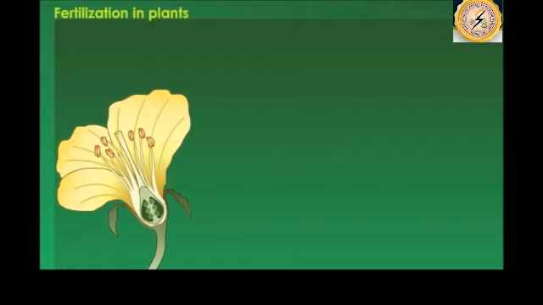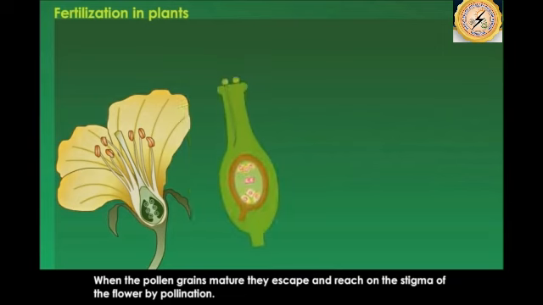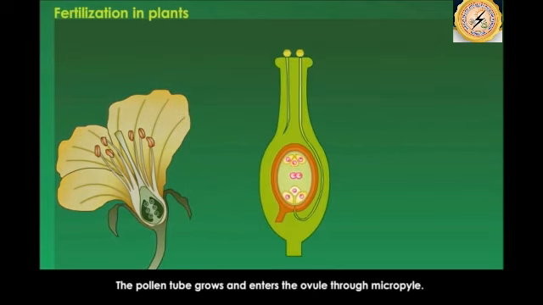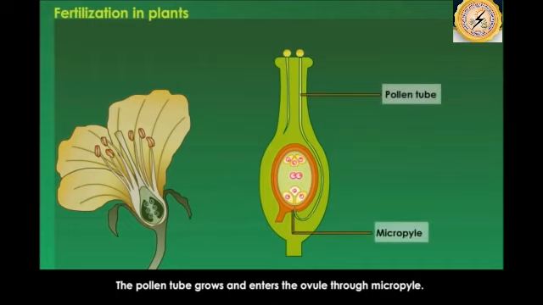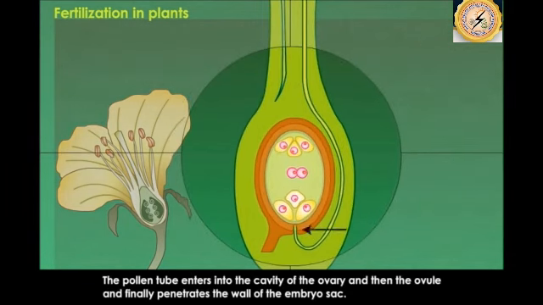Now let us understand how the fertilization will be taking place in the case of flowers. Now when the pollen grains mature, they escape and reach onto the stigma of the flower by means of pollination. Now when they reach the stigma, what is the process? The pollen tube grows and enters the ovule through the micropyle. A small opening is there through which the male gametes will be entering inside. So the pollen tube enters the cavity of the ovary and then the ovule and finally penetrates the wall of the embryo sac. Sac means the bag-like structure.